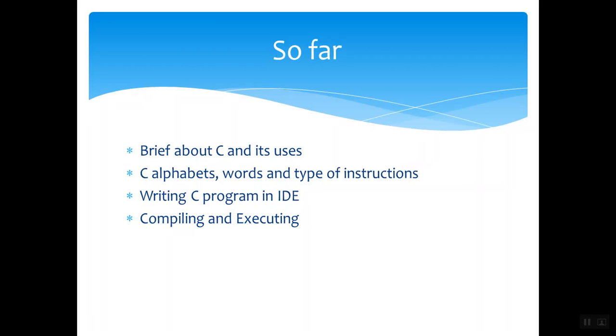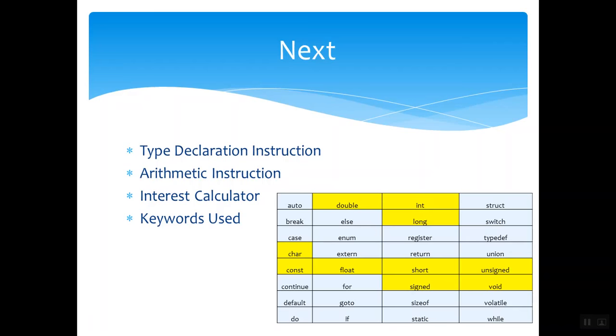So let's continue more on instructions. We're learning creating and writing instructions in C. Today we'll continue with writing type declaration instructions and arithmetic instructions. For that we will create an interest calculator project. We'll try to create interest calculator software in C, and we'll see how to write the type declaration and arithmetic instructions, and also some keywords and important points along the way. So let's get into programming.